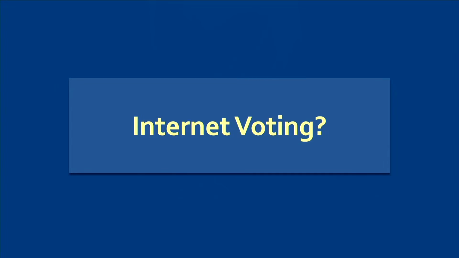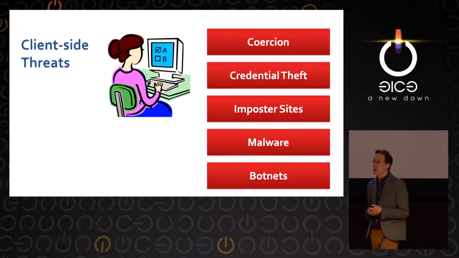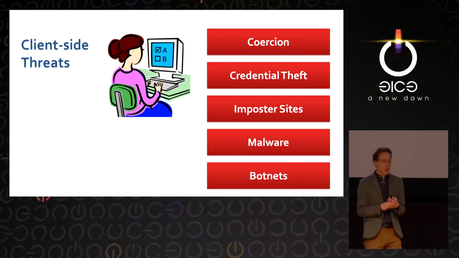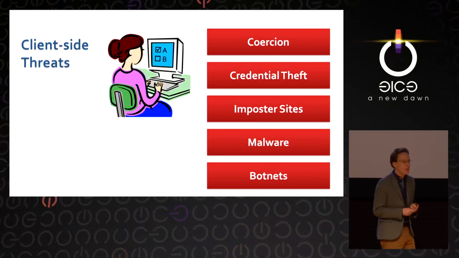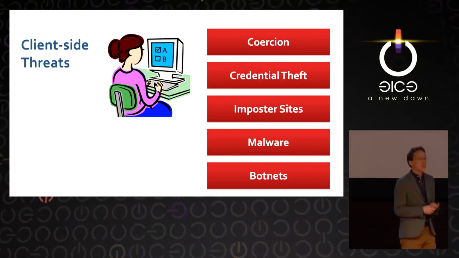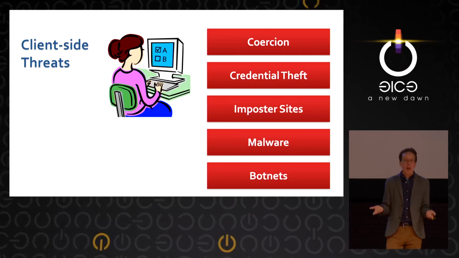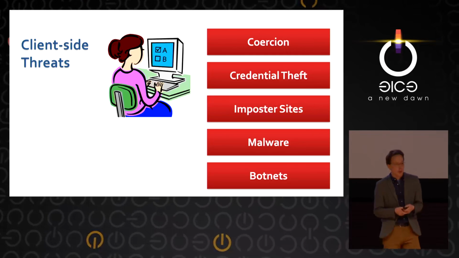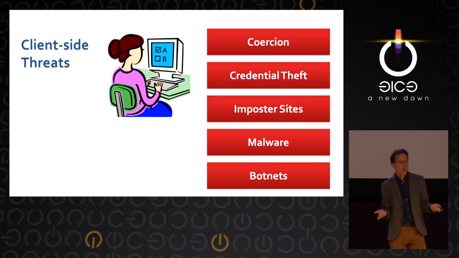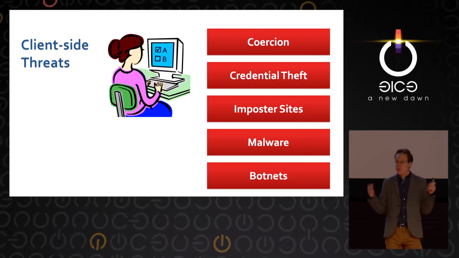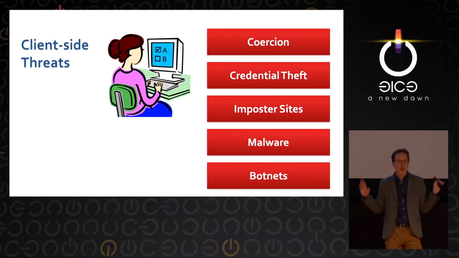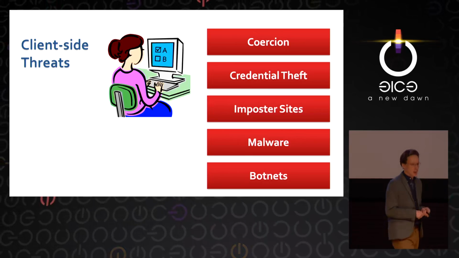But internet voting is even harder than voting on just a standalone machine in a polling place, right? Because with internet voting, the voter is using their own machine outside a protected environment, where they might be vulnerable to being coerced, to having their usernames and passwords stolen, to imposter sites claiming to be the real voting system, to malware on their machines, even to botnets that have already infected large numbers of machines, compromising the outcome of the election.